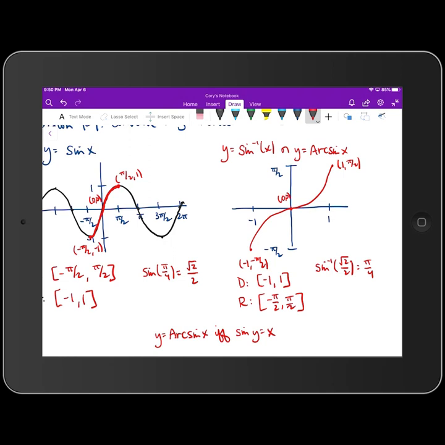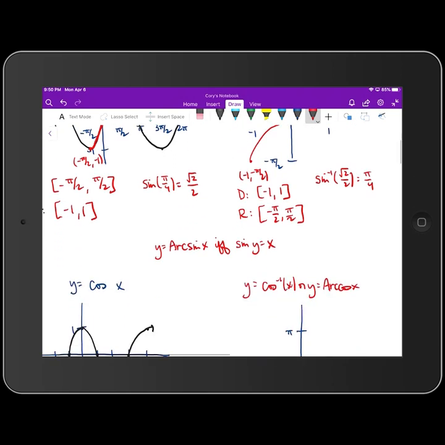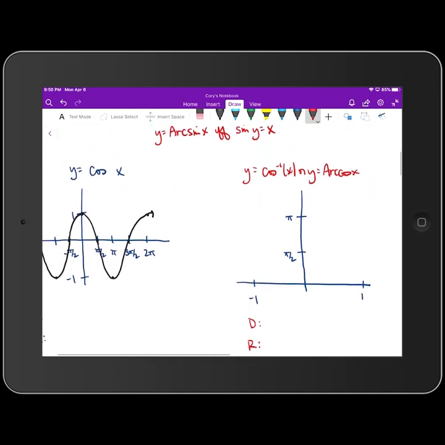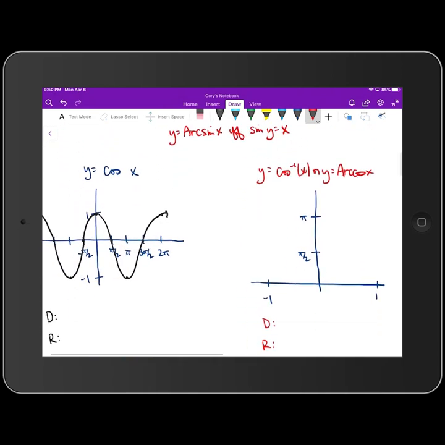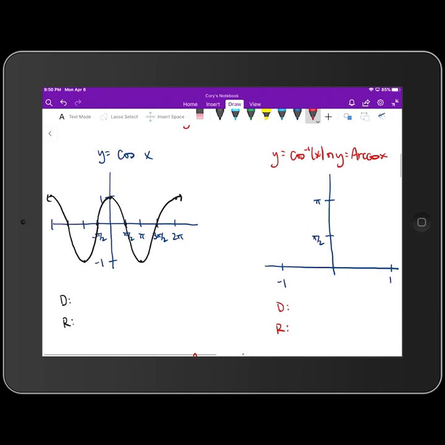So again, that's the difference between a trig function and an inverse trig function. With trig functions, our inputs are angle measures and our outputs are ratios. With inverse trig functions, our inputs are ratios and our outputs are going to be angle measures of some type. Okay, so let's do the same thing with cosine. We'll run through this a little bit faster because there's a little less to explain here.